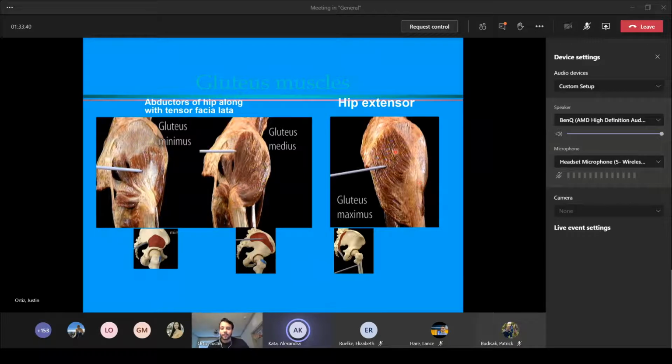The gluteus medius is actually underneath the gluteus maximus. So if I remove the gluteus maximus, I'll see the gluteus medius. If I remove the gluteus medius, I'll see the gluteus minimus. Oh, okay. Alrighty. Thank you. Does that make sense?